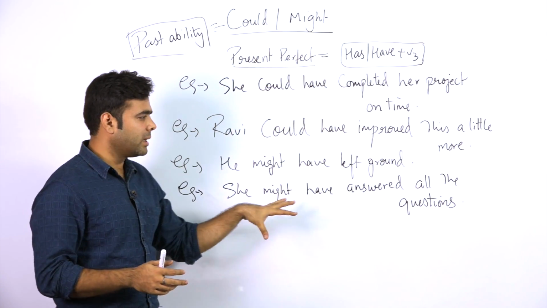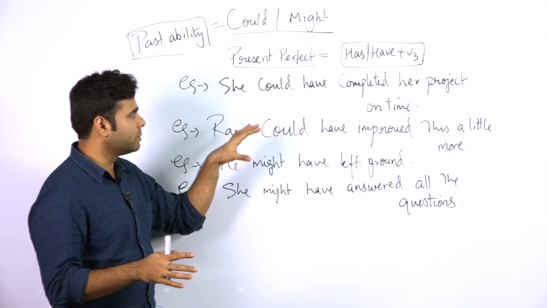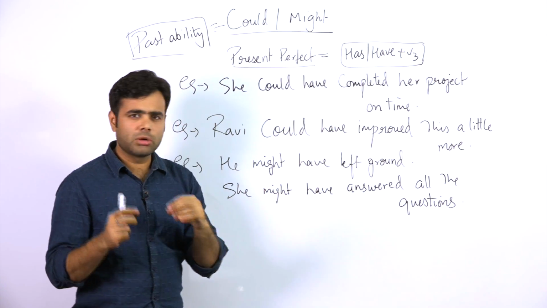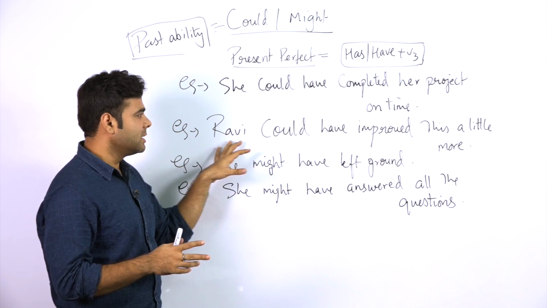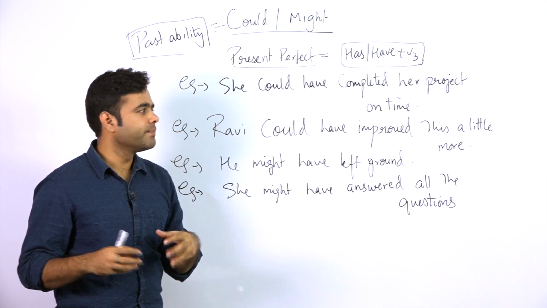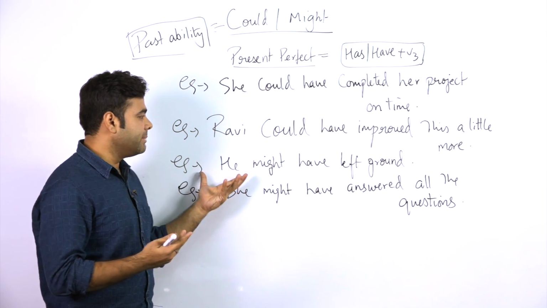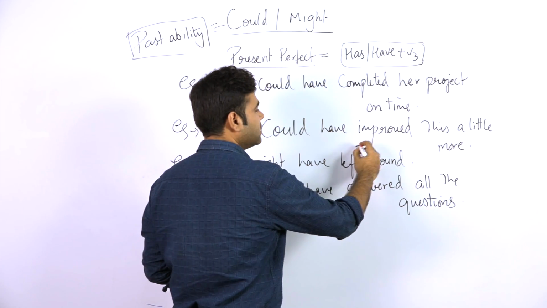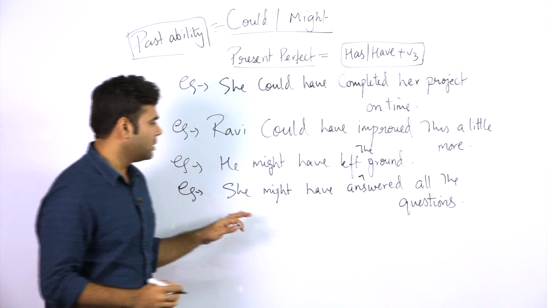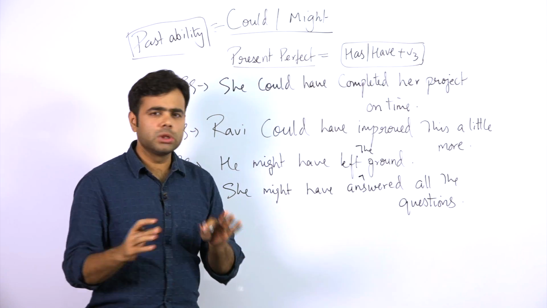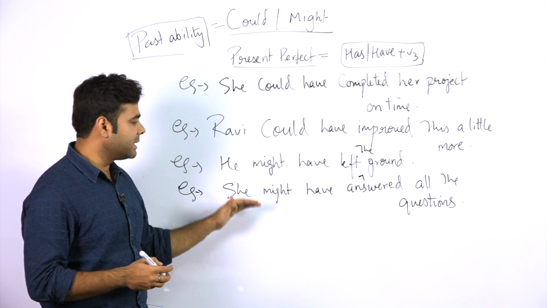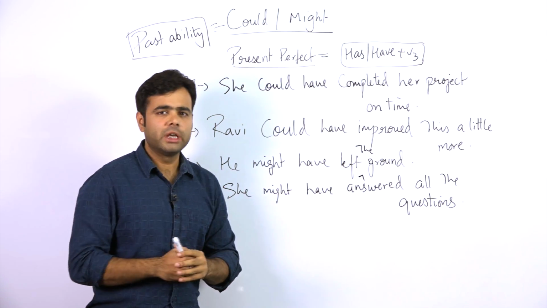I have written three sentences out there on the board. You can see very well that she could have completed her project on time. This is the first sentence. Second is Ravi could have improved this a little more. He might have left the ground. You can use the article out here. She might have answered all the questions. So students, from the first example till the last example, I'll explain everything.